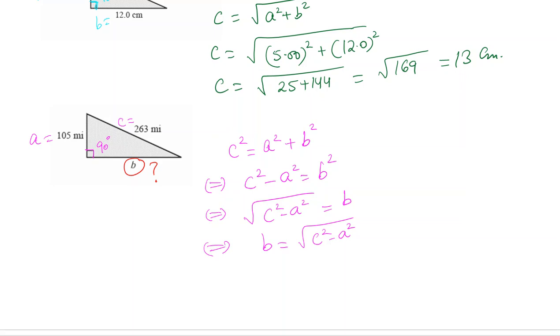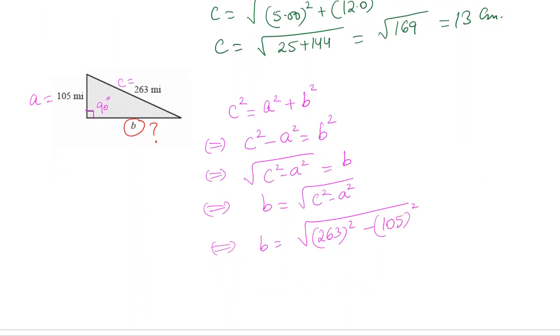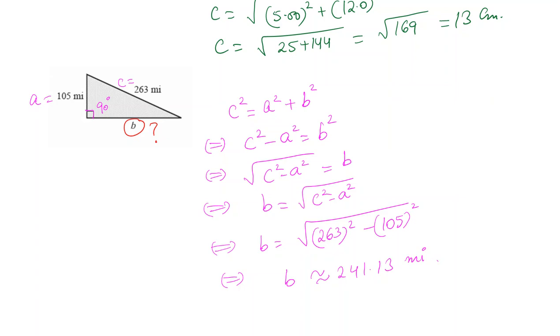Now is a good time to plug in the values and get what we need. In this case, B is equal to the square root of, the longer side is 263 square minus 105 square, and you can use your calculator and you will see that you get B approximately equal to 241.13 miles. So always analyze the problem and see what is given and what is missing.